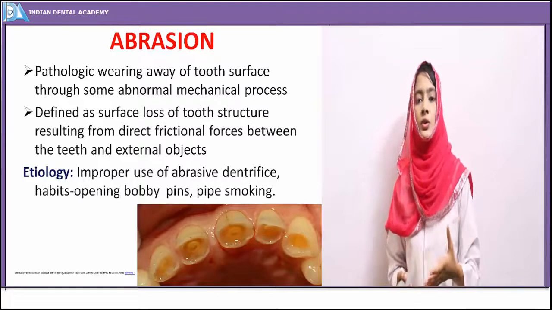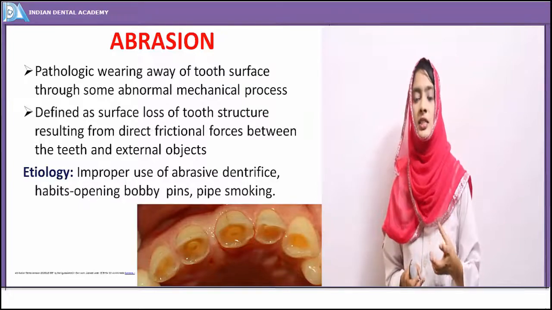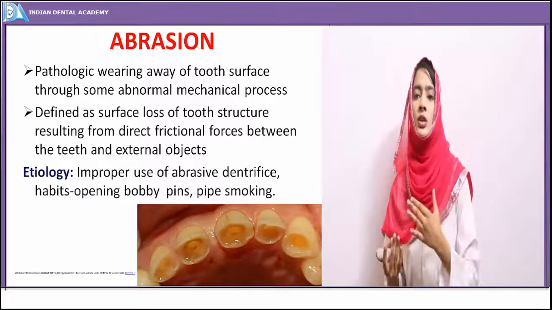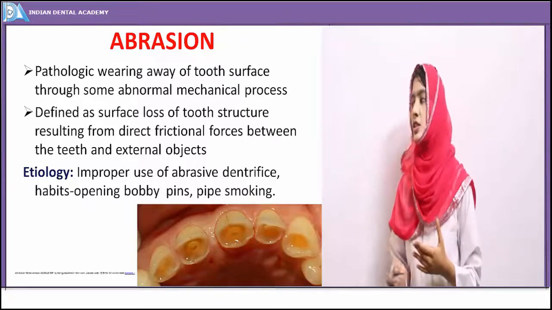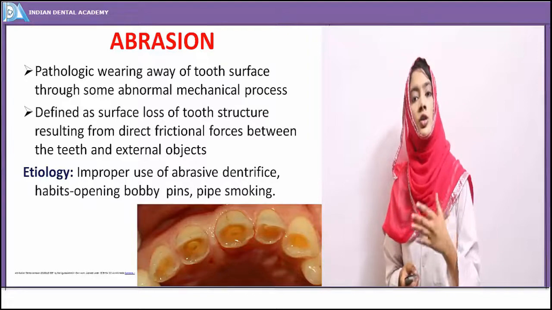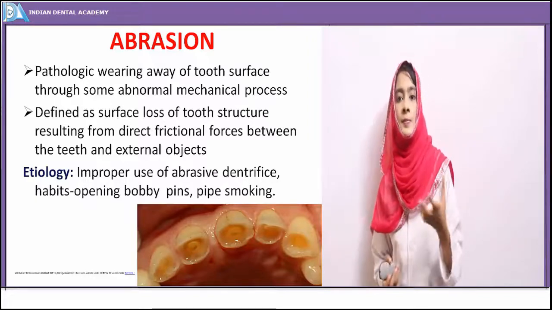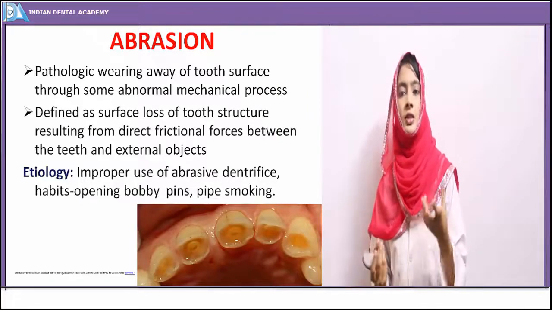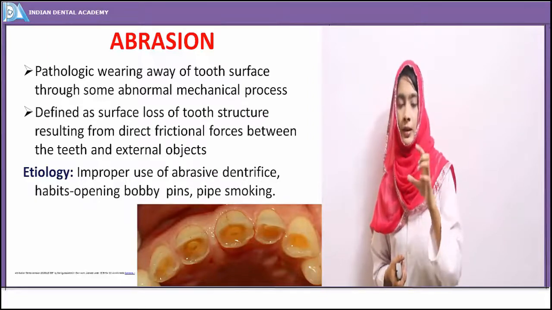Then there are a few professions, like the carpenter and the tailor, those who indulge in the habit of keeping something in their mouth like pins. They show this notching of the incisal surfaces or wear of the tooth surfaces. That is nothing but abrasion because of the frictional surface. And pipe smokers. Apart from regular cigarette smoking, previously there used to be big pipes which patients used to smoke.